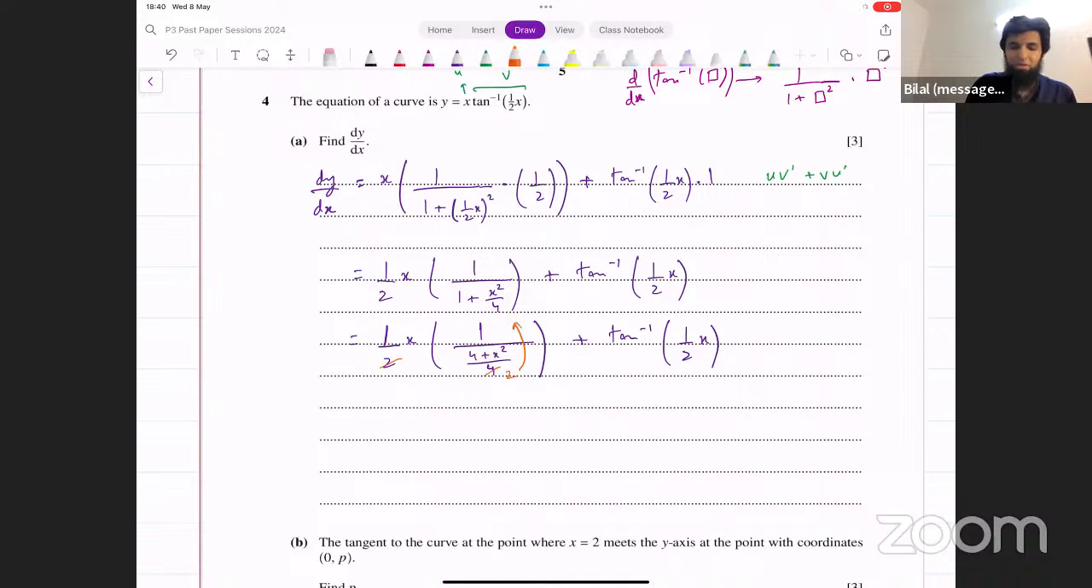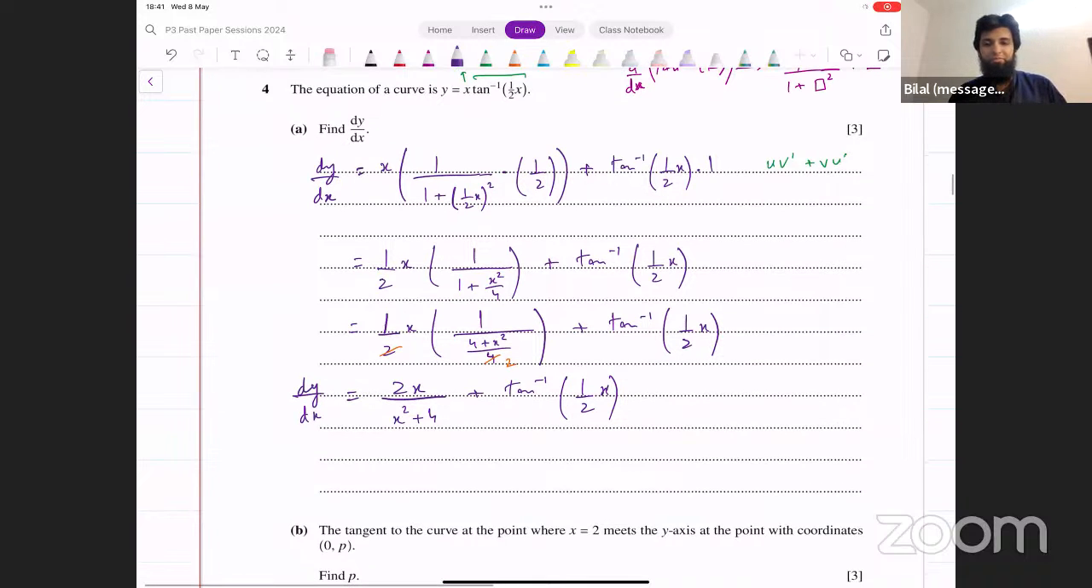This 2 now goes to the numerator. And the final result, simplified form, turns out to be 2x, because of this x as well. This 2 goes up, and you have 2x there, over x squared plus 4 plus tan inverse of half x. That is dy over dx. That is what we were looking for in the first part.